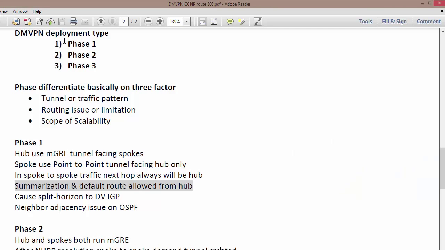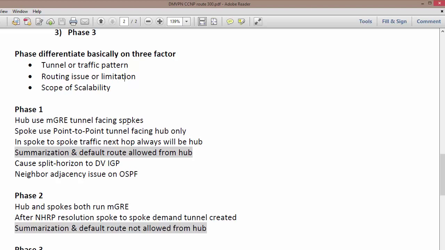After discussion of phase 1 configuration of dynamic multipoint VPN, now we're going to talk about phase 2. Phases actually differentiate based on three factors: traffic pattern, routing issue or limitation of routing, and scope of scalability. If we're talking about phase 1, there was a big issue. Spoke-to-spoke direct communication was not allowed.